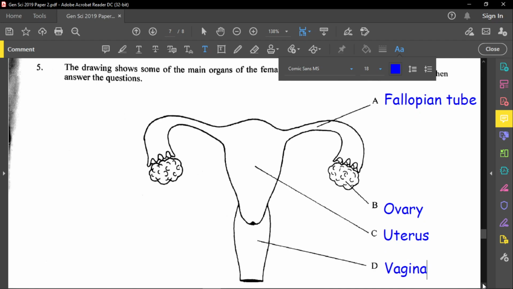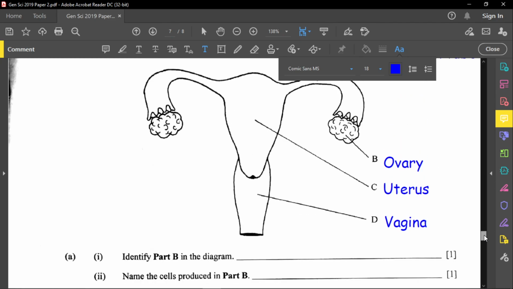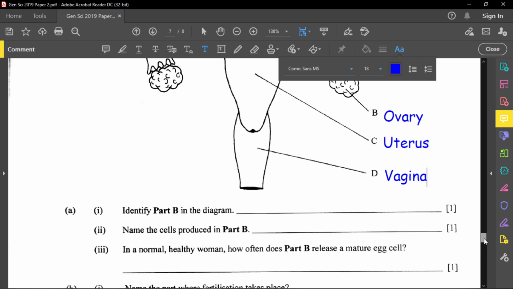All right, great. Now, the question is to identify part B in the diagram, and part B in the diagram, let's go back to it real quick. It is the ovary, so part B is the ovary. All right, so name the cells produced by part B, and the cells produced by part B is ova. Ova is plural, ovum is singular, otherwise called eggs.